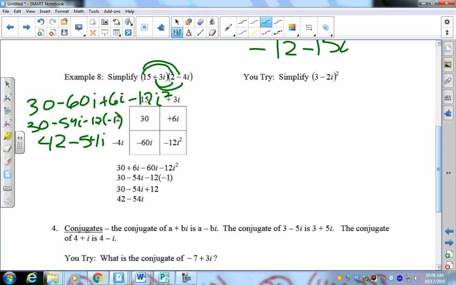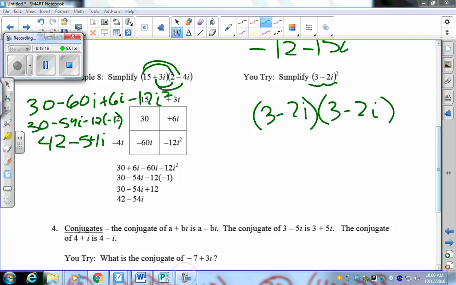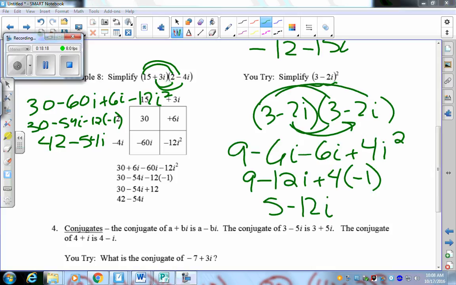All right, the you try over here, please just be careful. That is a binomial squared, so it's 3 minus 2i times 3 minus 2i. Go ahead, pause, and try it on your own. All right, and you can see what I did there when I FOILed it out. That leaves me with 9 minus 12i plus 4i squared, which then simplified, and I ended up with 5 minus 12i.